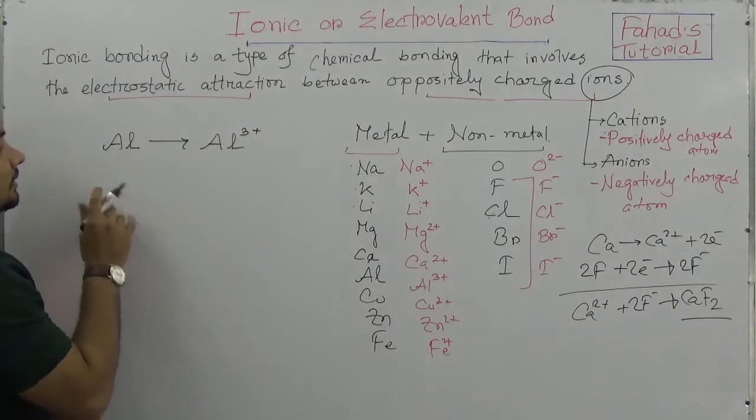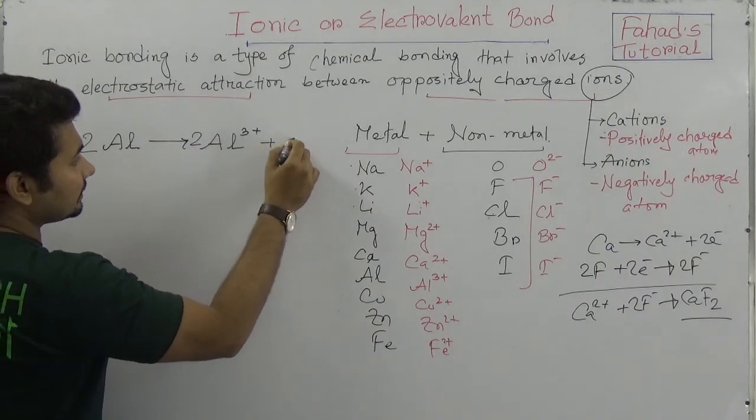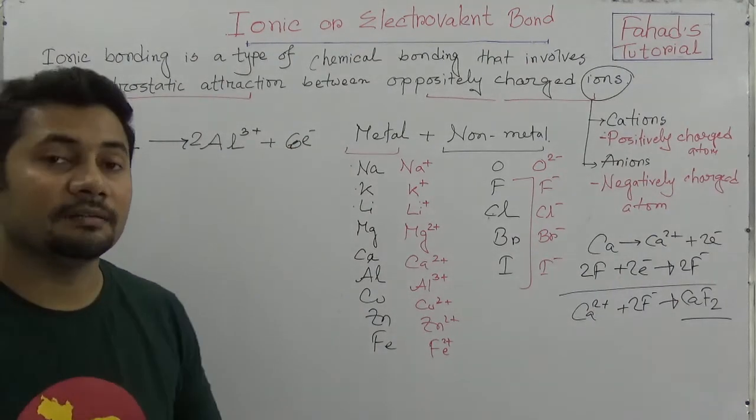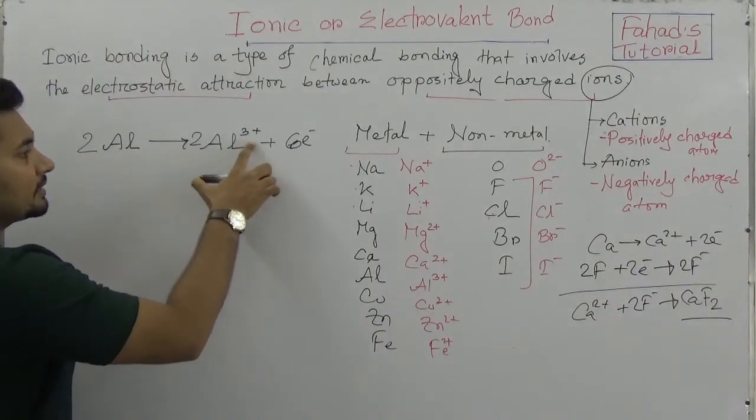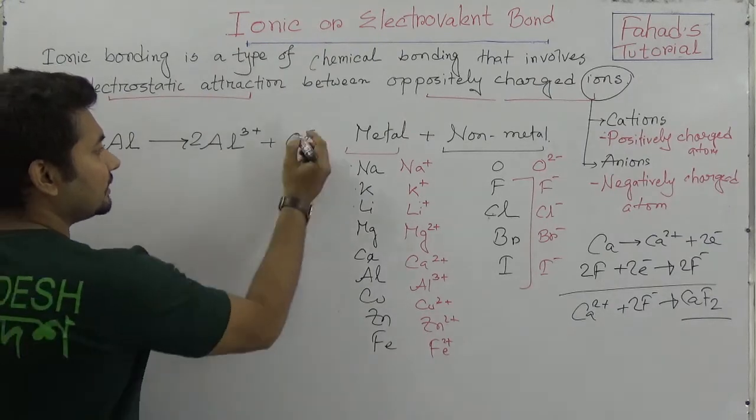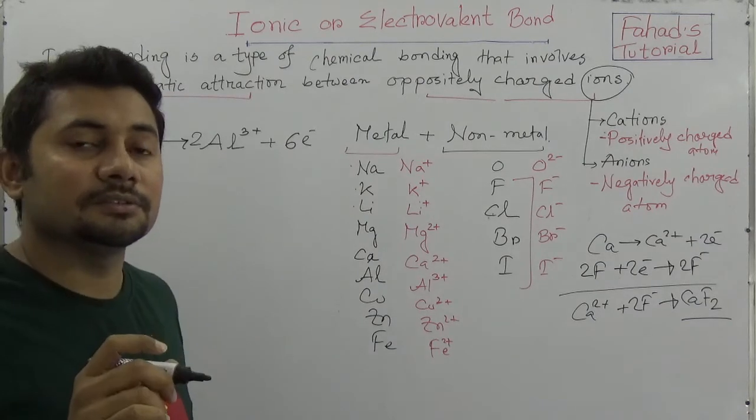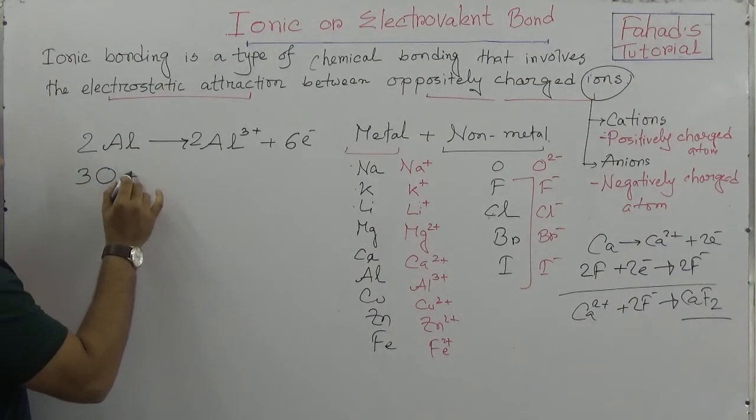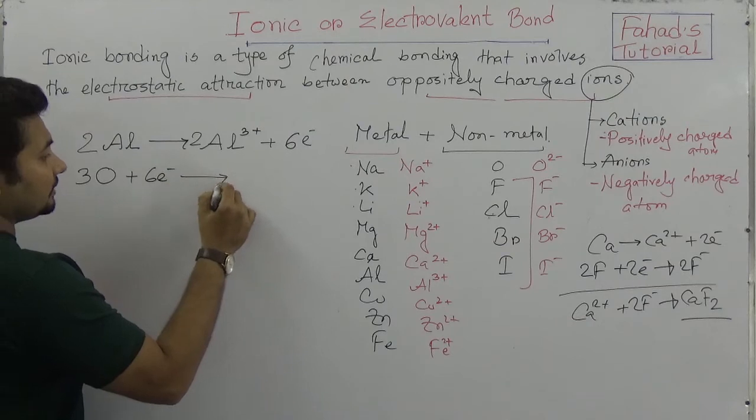So what can be done? 2 aluminium will donate 6 electrons. I mean, if 1 aluminium can provide 3 electrons, then 2 aluminium can provide 6 electrons. So it will become like that, 6 electrons. Now to accept these 6 electrons, we need 3 oxygen atoms. So we can say that 3 oxygen will accept these 6 electrons.